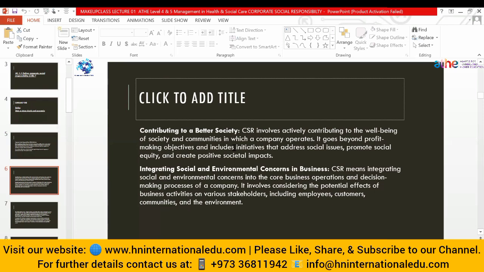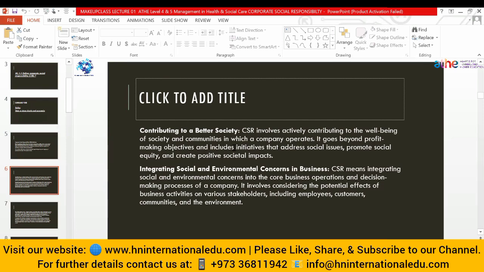It goes beyond profit making objectives and includes initiatives that address social issues, promote social equity, and create positive societal impacts. That is why we are adhering to these CSR policies in the organization, because they combat social issues like poverty and gender inequality, then social equity, which is the imbalance of the genders in the society, and different things as well, different variables and societal impacts. What is the impact of our action or reaction on the general public? Integrating the social and environmental concerns in the business.